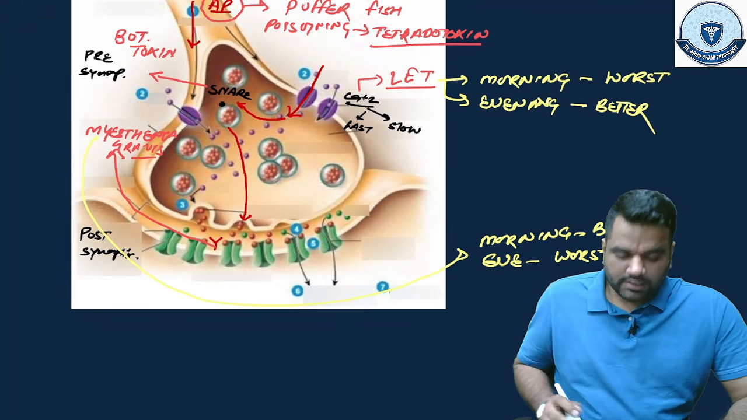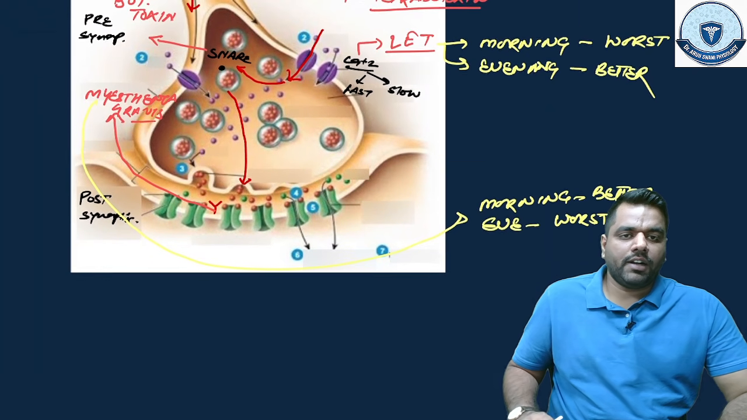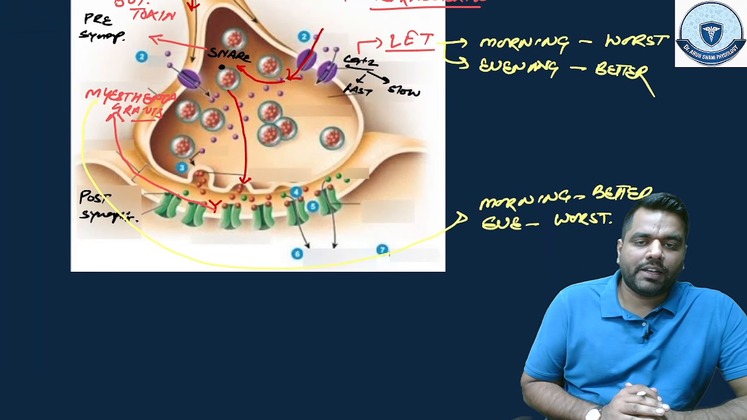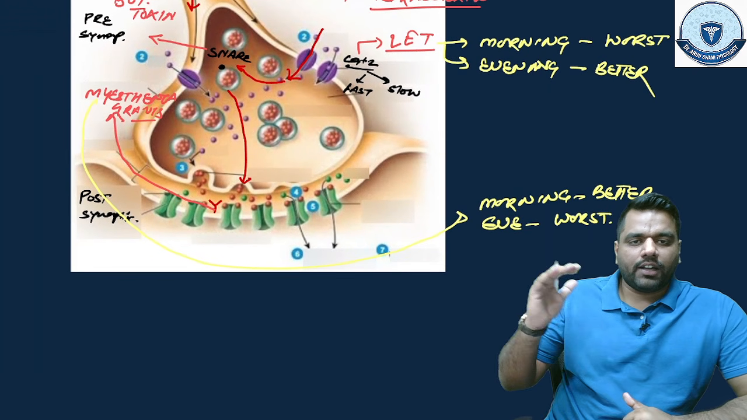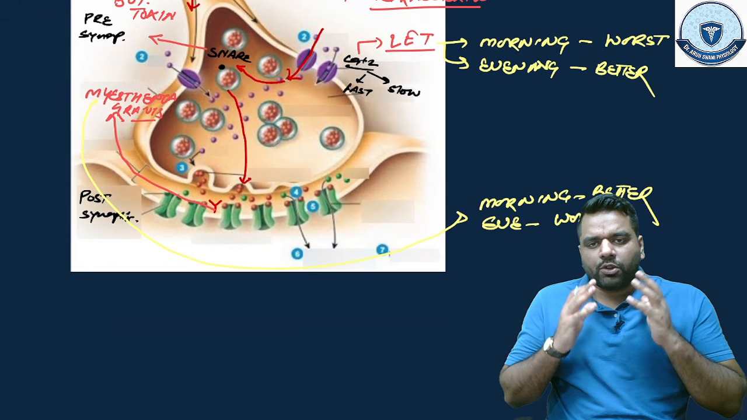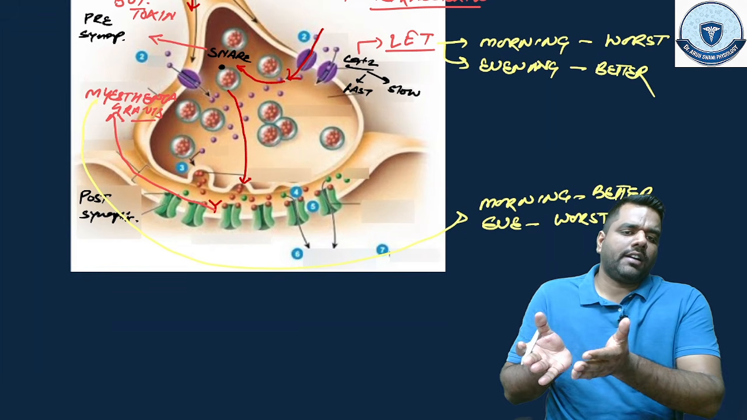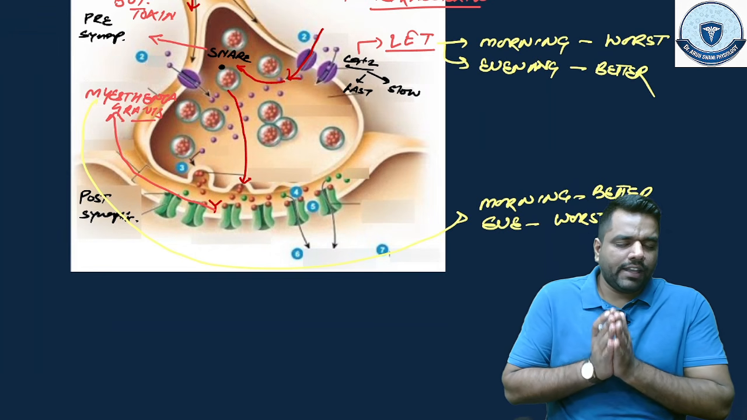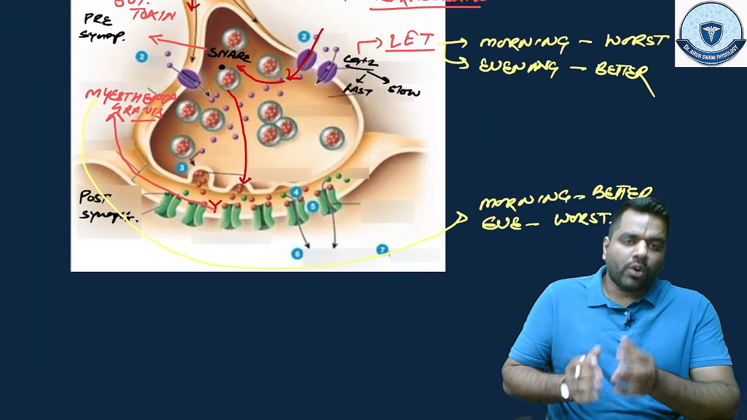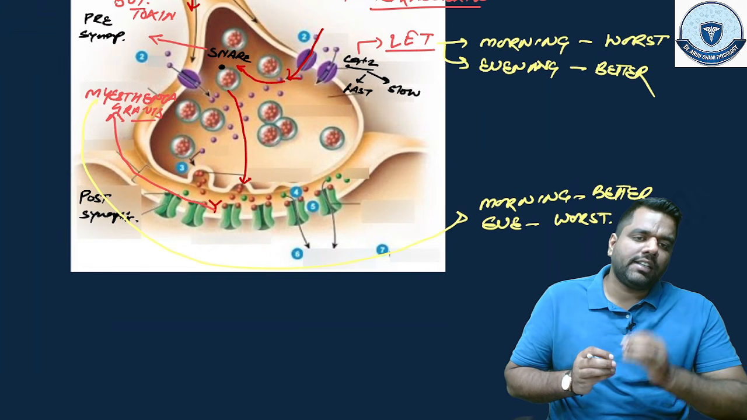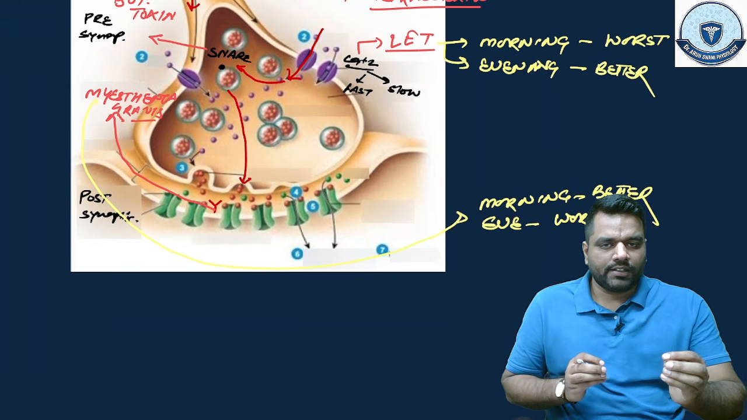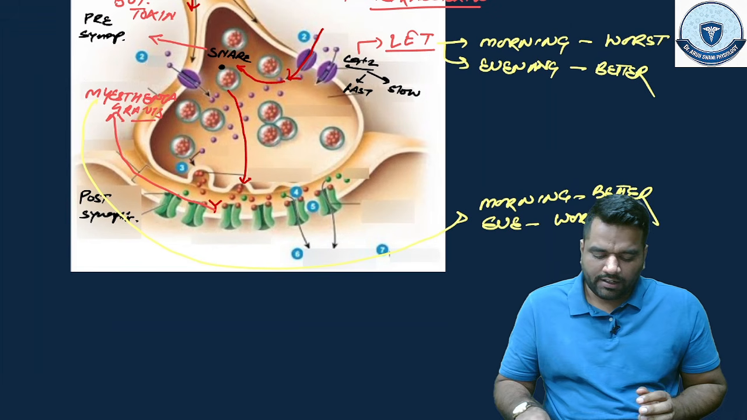So this is the differentiation between Lambert-Eaton syndrome and myasthenia gravis, right guys? If the question mentions that the morning is fine, but as the day progresses the condition is going to improve, what is the condition? Lambert-Eaton syndrome. And if the question mentions the morning is fine, but as the day progresses symptoms get worse, this is the condition of myasthenia gravis, right?